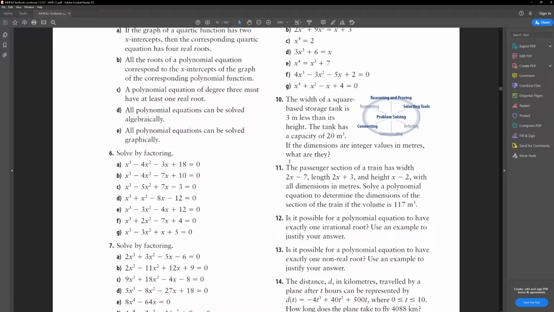Now I've also assigned 13. Is it possible for a polynomial equation to have exactly one non-real root? Okay, well, let's think. For it to have one non-real root would mean for it to have an imaginary number as its solution. You might have learned a little bit about imaginary numbers in grade 11, but again, it became something out of our curriculum a few years back, so it might be something you don't know.